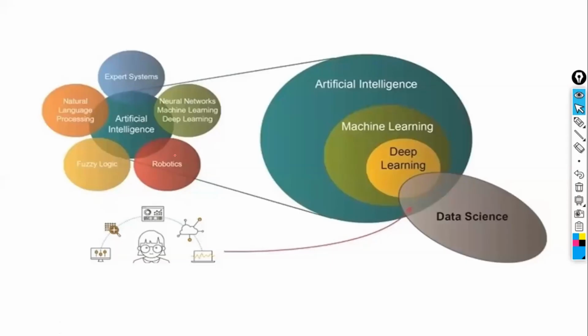Now coming to this, data science is a combination of artificial intelligence, machine learning, and deep learning. All of them are considered under data science. Now, what is machine learning, what is deep learning, and what is artificial intelligence?